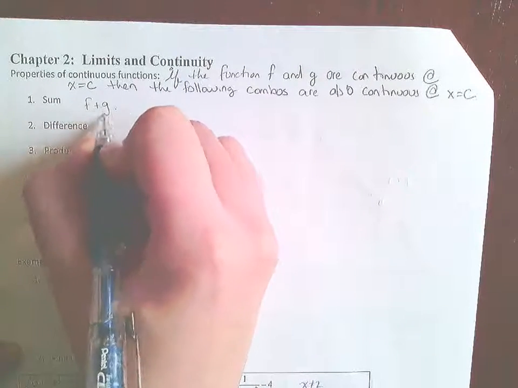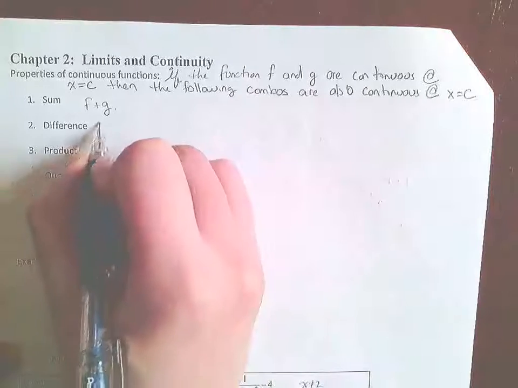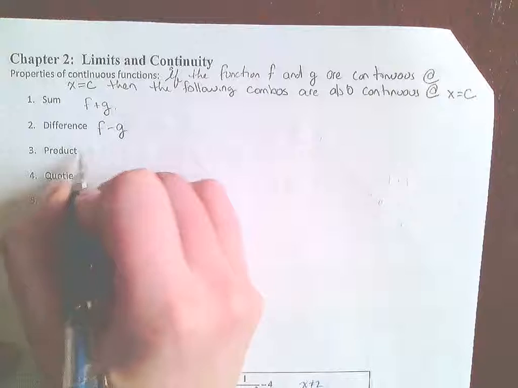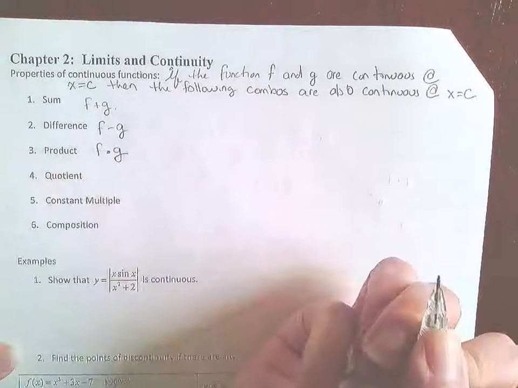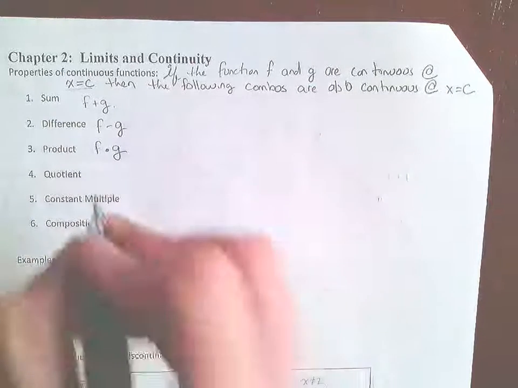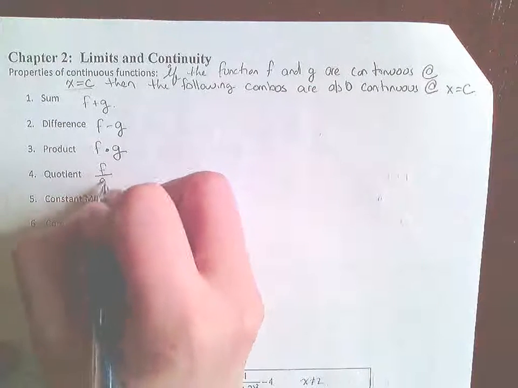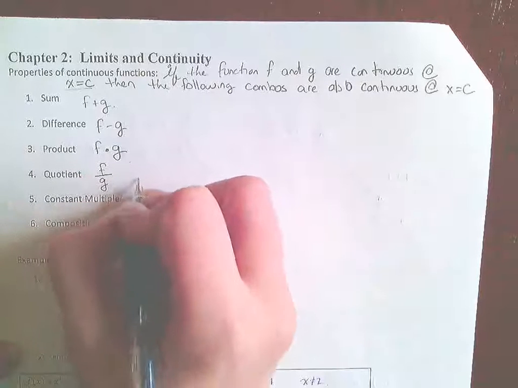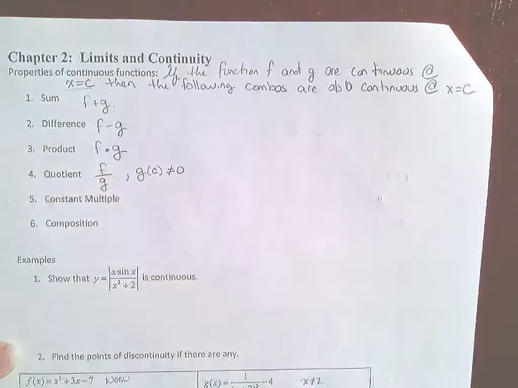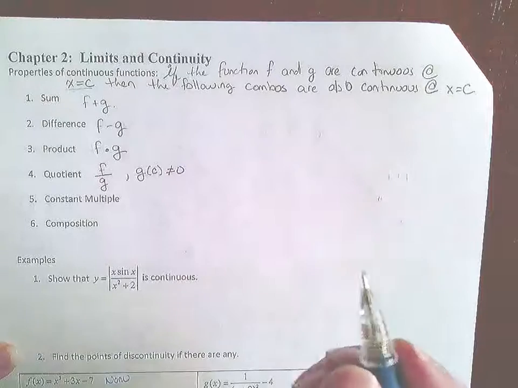So basically, if f is continuous and g is continuous, then f plus g is also continuous. f minus g is also going to be continuous. Product, so f times g is also continuous at that specific point. Okay, and of course we'll do more problems in class. And then f divided by g is continuous, but remember, anytime you do division, we have to make sure that g of c does not equal 0. So even though it's continuous, it can't be 0 or else this wouldn't work.